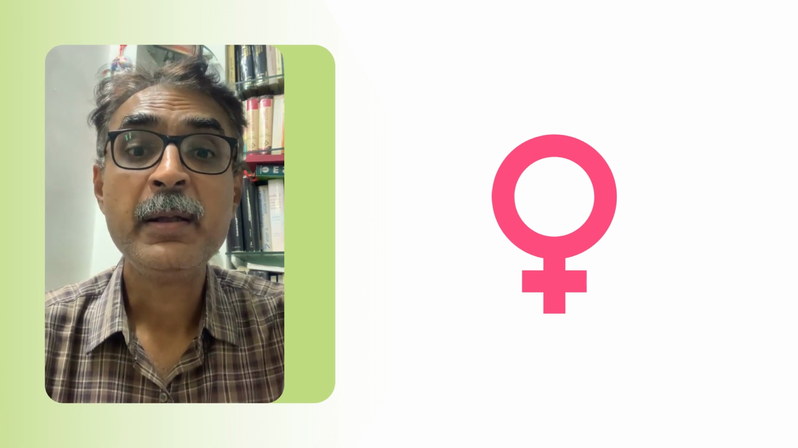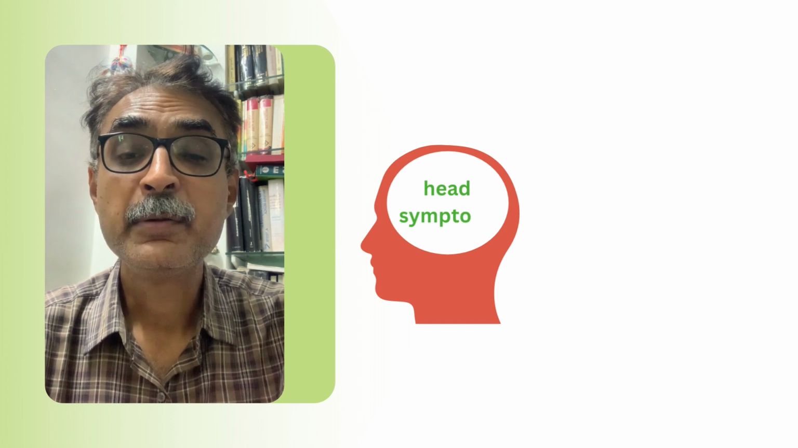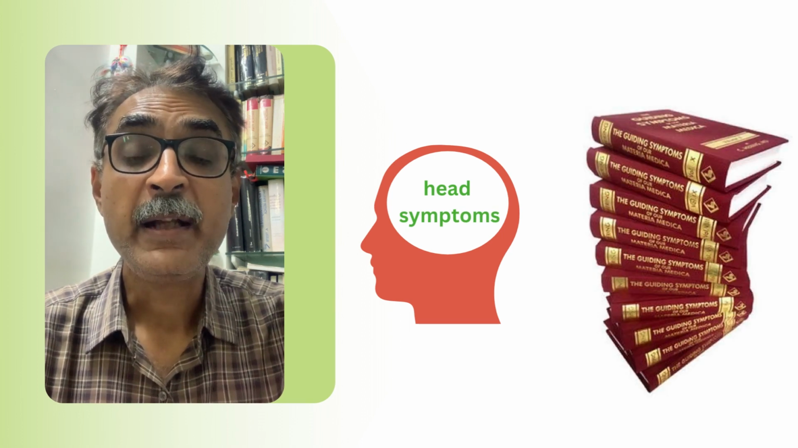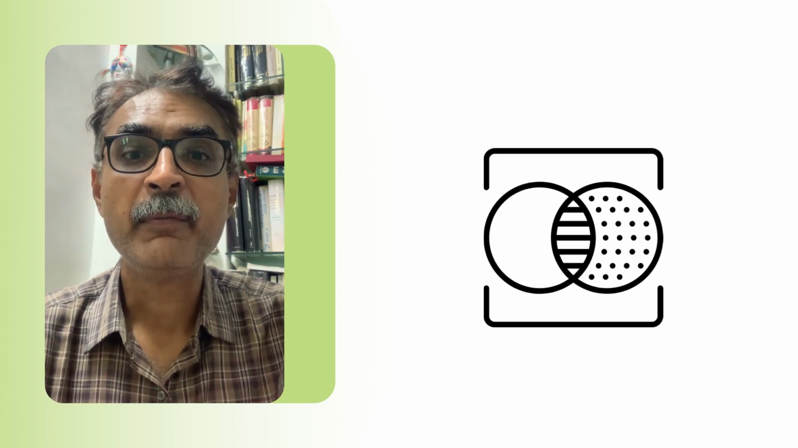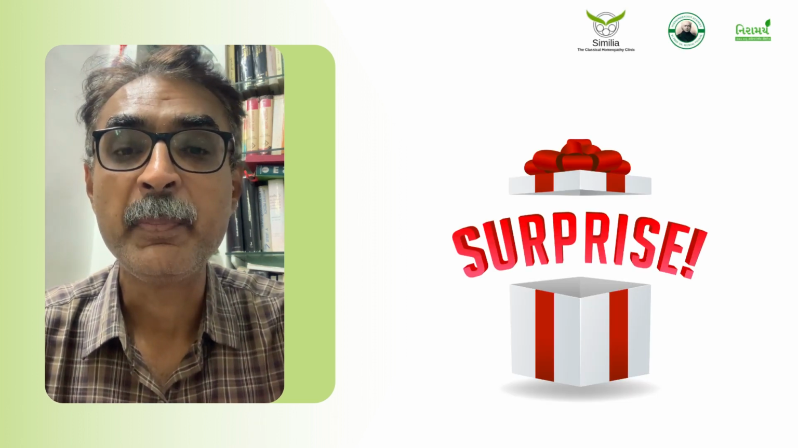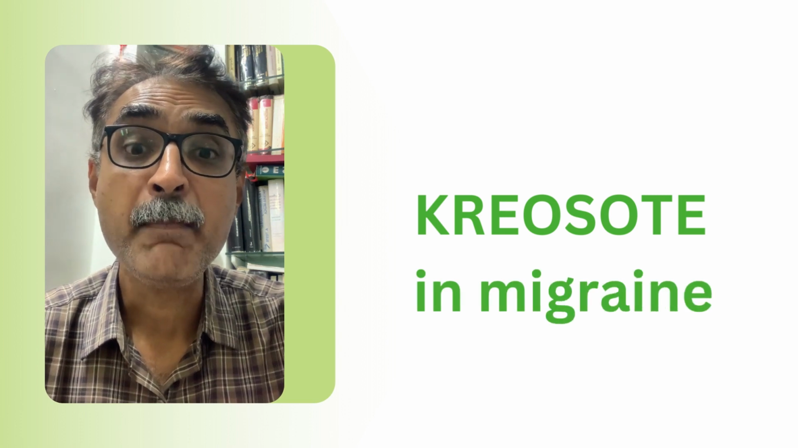We have studied creosote as a female remedy. It belongs to the carbon group, and we know very little about this remedy. But there is something very, very interesting. When I read through the head symptoms from the textbook, that means from Hering, I could see the exact resemblance to the symptoms of the patient, and this was to my very pleasant surprise. This patient really improved immediately after a single dose of creosote, which I used for the first time in a case of a headache, a migraine.